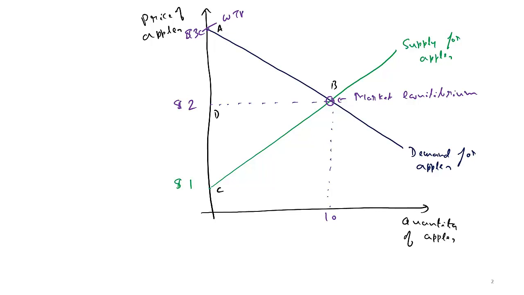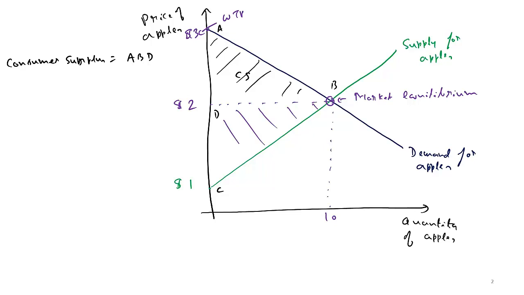And how much is the consumer surplus? So in this case, our consumer surplus is A, B, D. So this area is your CS. And how much is your producer surplus? This area is your producer surplus. So producer surplus is equal to D, C, B. So DCB, that's your producer surplus. So what we need to find out is the area these triangles represent.